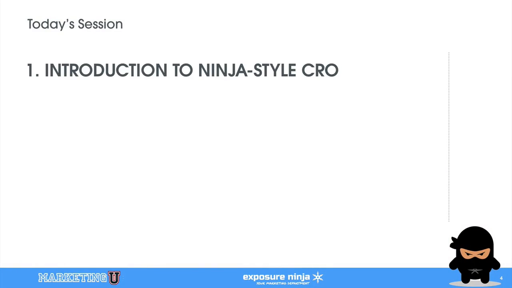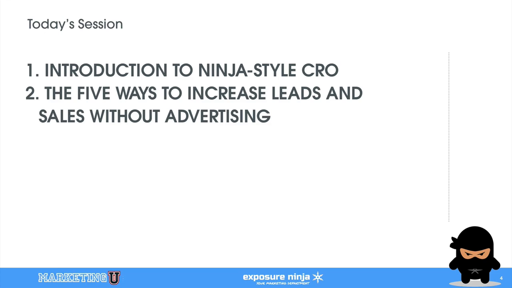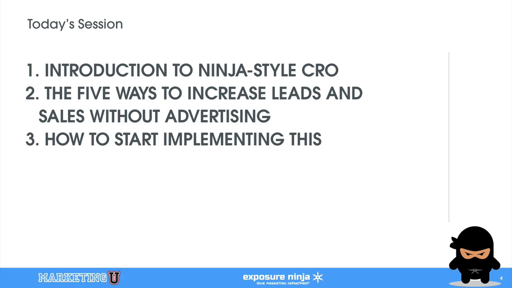So today's session, first up, we're going to go through an introduction to Ninja Style CRO. CRO is conversion rate optimization. So improving the conversion rate of our website. And the conversion rate is the percentage of people that turn into leads or customers as a result of being on our website. So let's say that 1 out of 100 people turn into a customer. We have a conversion rate of 1%. So conversion rate optimization is seeing what we can do to increase that percentage. Then we're going to look through the 5 ways to increase leads and sales without advertising. And then step 3 is how to start implementing this.